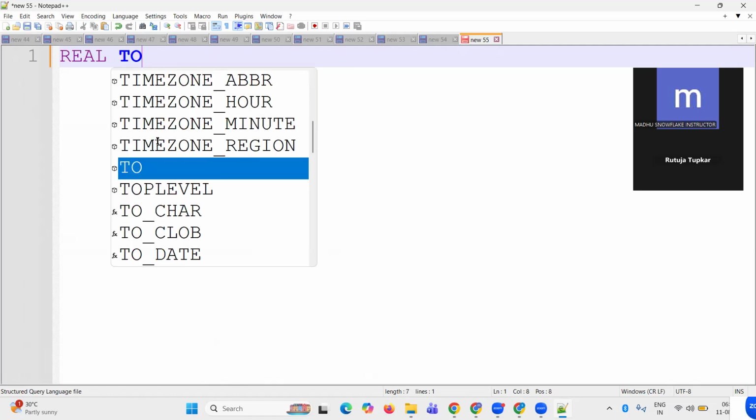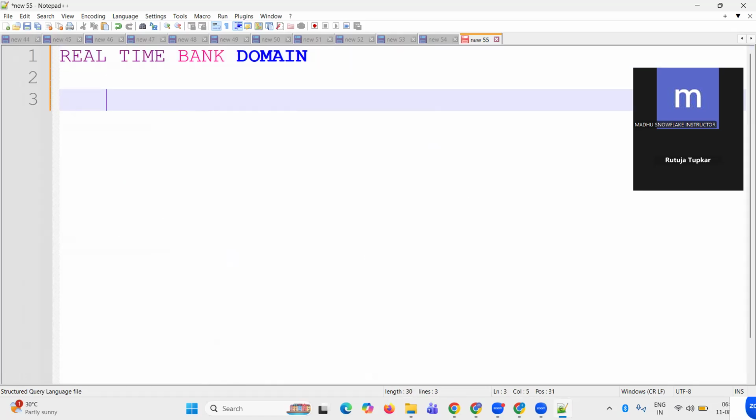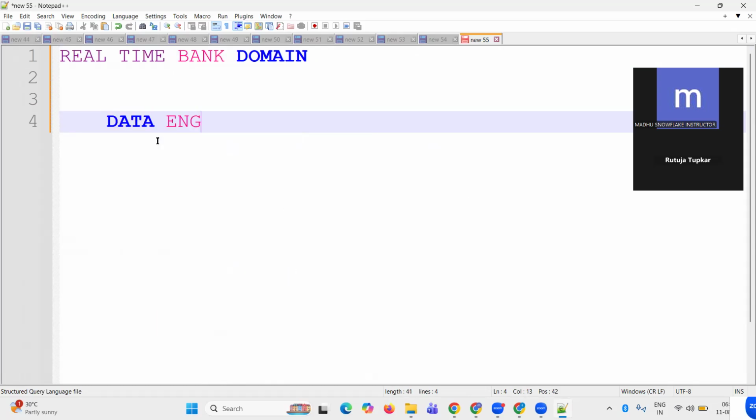Bank real time data and bank domain, and we have retail, healthcare, power, and business requirement projects. Every project I will share. But at present, we are working on the bank domain, and a complete data engineering training.